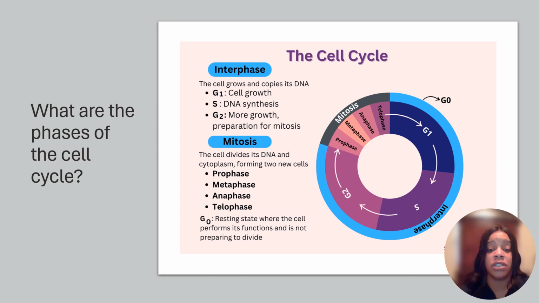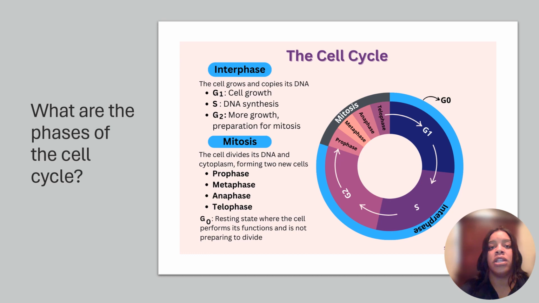Now, in mitosis, the cell divides its DNA and cytoplasm, forming two new cells, or the two daughter cells. In mitosis, you have prophase, metaphase, anaphase, and telophase. And as you see, you have a G0 at the bottom. And this is just the resting state where the cell performs its functions, but it is not preparing to divide.